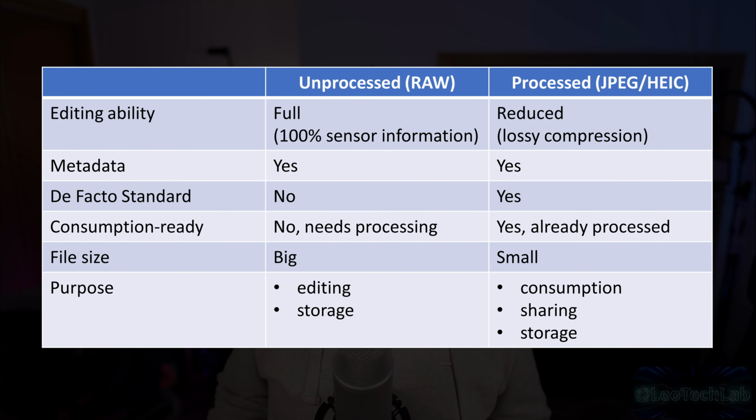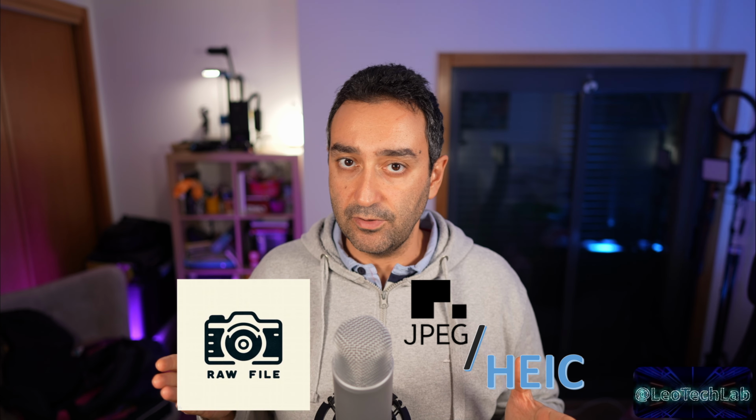So, RAW versus processed files such as JPEG and HEIC. Which one should you go for? In terms of summary, here is a little table to highlight the main differences that for me are the most relevant ones. You may want to pause the video to take a better look at the table. So, should you shoot RAW or just JPEG or HEIC? I'll keep it very simple for you.